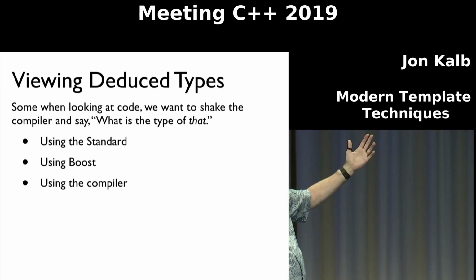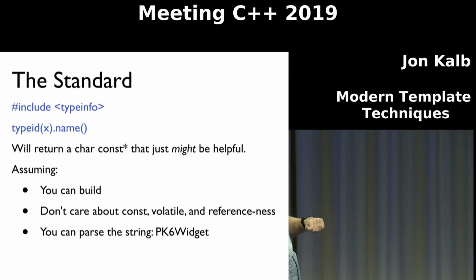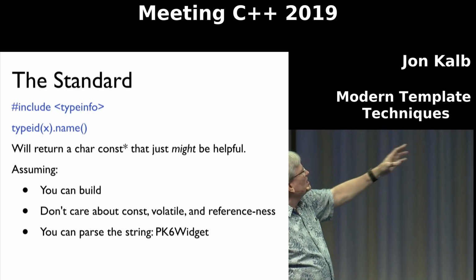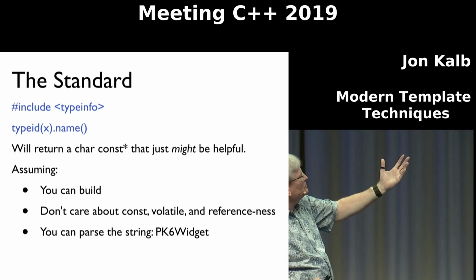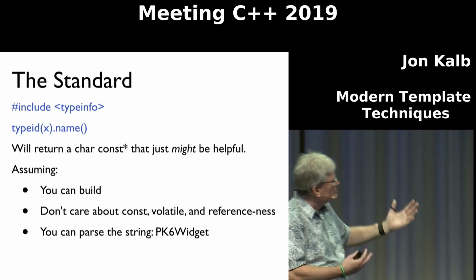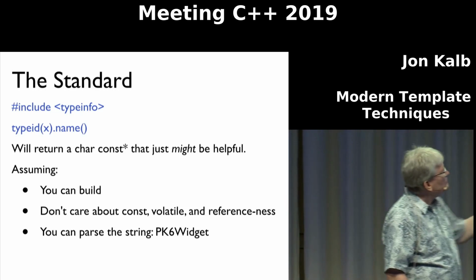There's tools for that in the standard. There's a better tool in Boost, and then we can use the compiler to do this. So in the standard, we can include type info, and you can just say, I want type ID of x. Type ID of x is a structure that's returned, which has a function we can call called name, and it will actually return the name. That name might be helpful.